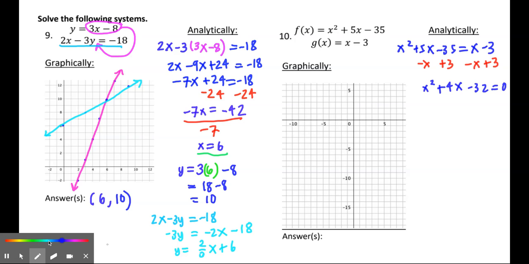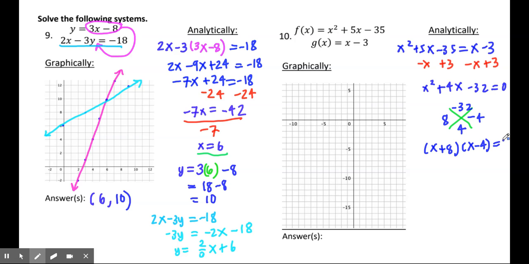And then that one quickly factors because you don't have anything in front of the x squared. So negative 32 goes at the top. This 4 goes at the bottom. And then 8 and negative 4 multiply to negative 32 and add up to 4. So it factors to x plus 8 and x minus 4 equals 0. And then those are where you get your x values. So whatever makes this 0, right, is going to be your answer. So negative 8 and positive 4.